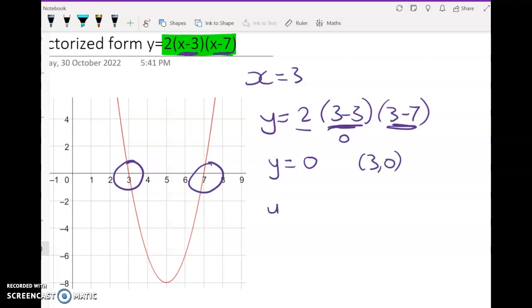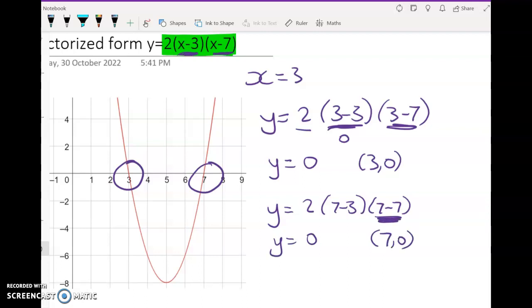We can do the same thing with x equals 7. We'll have y is equal to 2 times 7 minus 3 times 7 minus 7. This bit here will be 0, so the whole thing will be equal to 0. So that tells me that I've got 2 x-intercepts, and here they are at 3 and 7. The other thing that's good is, again, that 2 number is telling me about the stretchiness of the graph. That's what we call the scale factor.